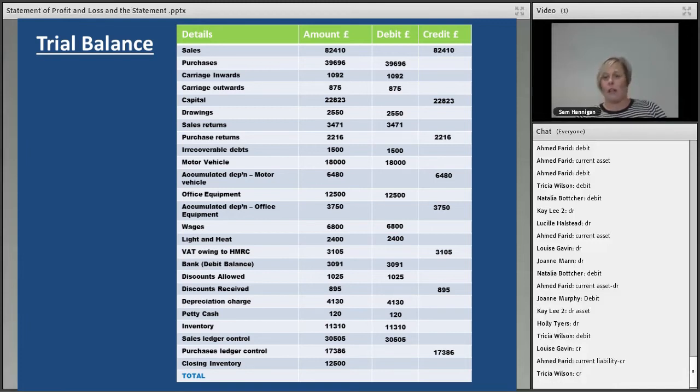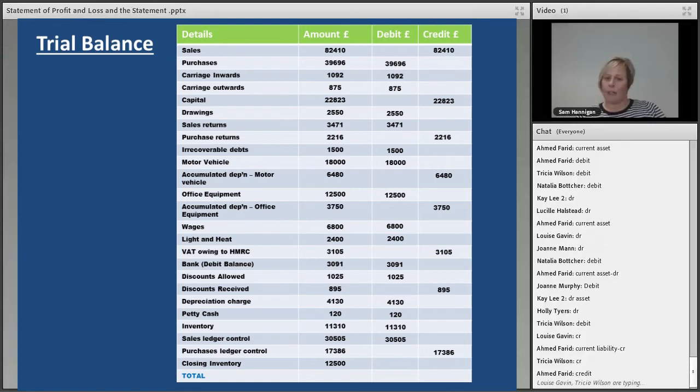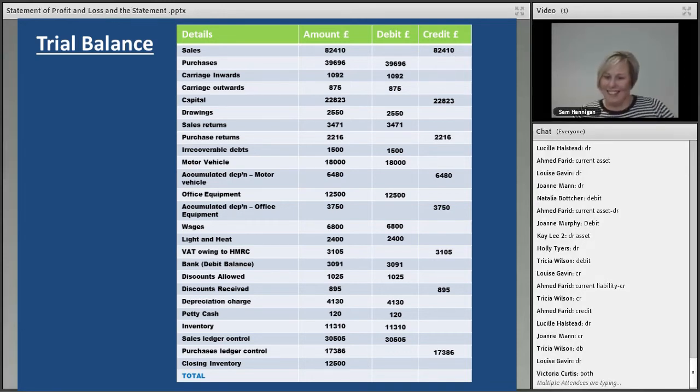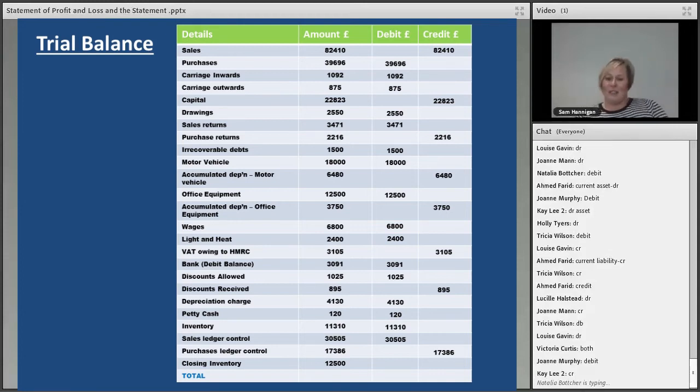What about your closing inventory then? What do we think that is? It's a bit of a tricky one, this one. I'm throwing it in. Brilliant. Okay, well done, Victoria. Yes, it goes in both. I'll explain why it goes in both in a minute when we start looking at the financial statements. But it does go in both accounts.